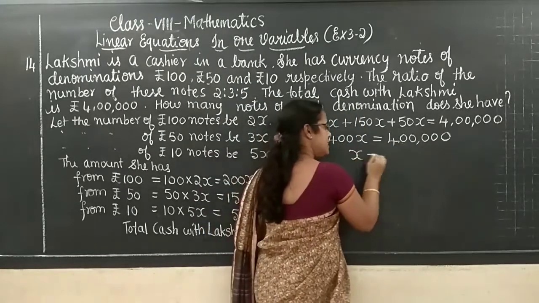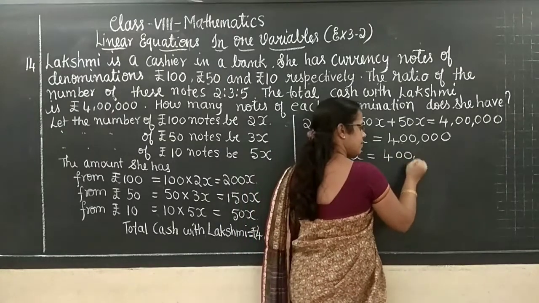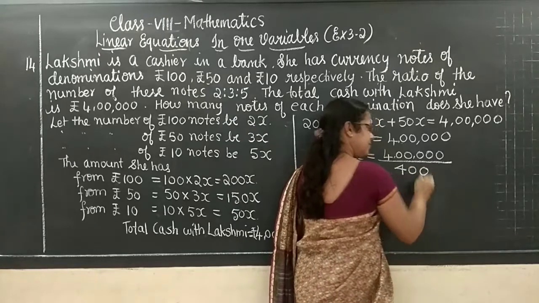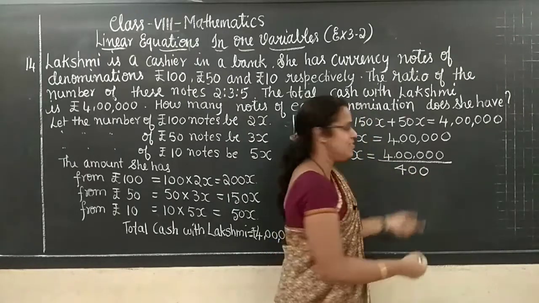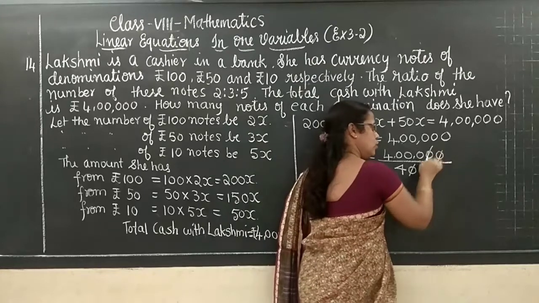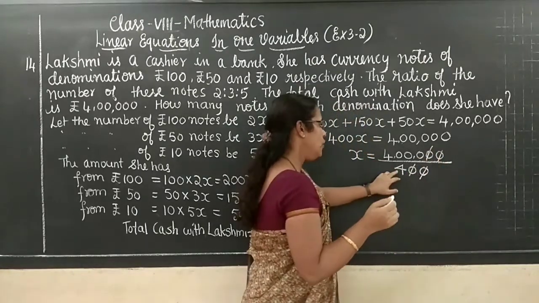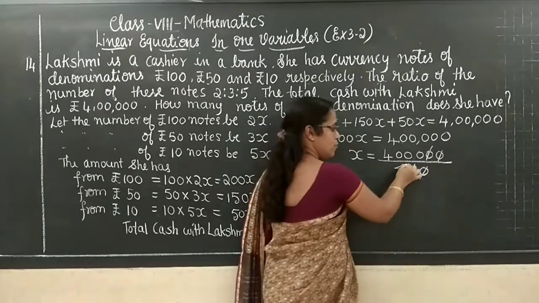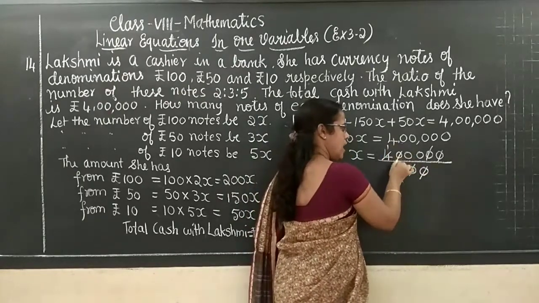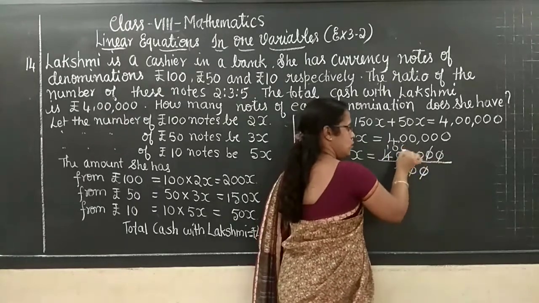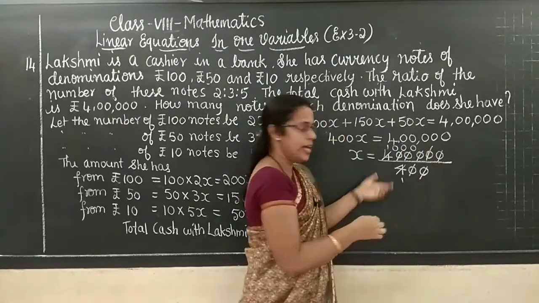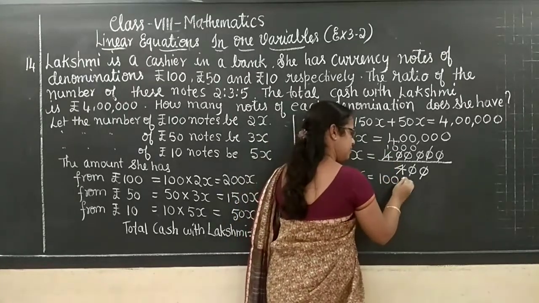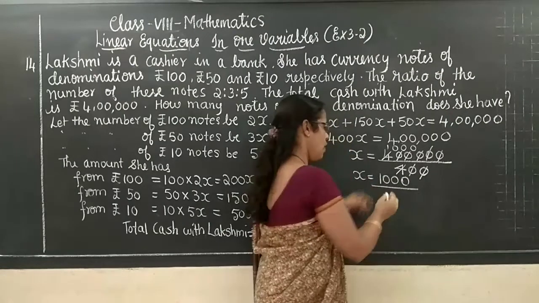Now I want the value of x. x is equal to 4 lakh divided by 400. How many zeros get cancelled? 2 zeros are already cancelled. Now what remains is 4 and 4,000. 4 ones are 4, 4 zeros are 0. So what is the value of x? x is equal to 1,000.